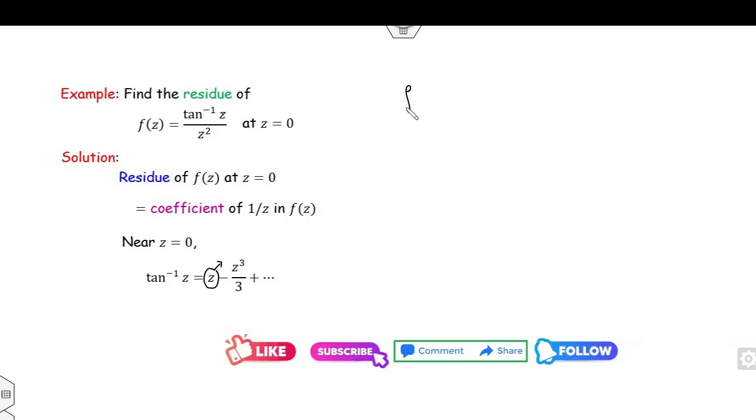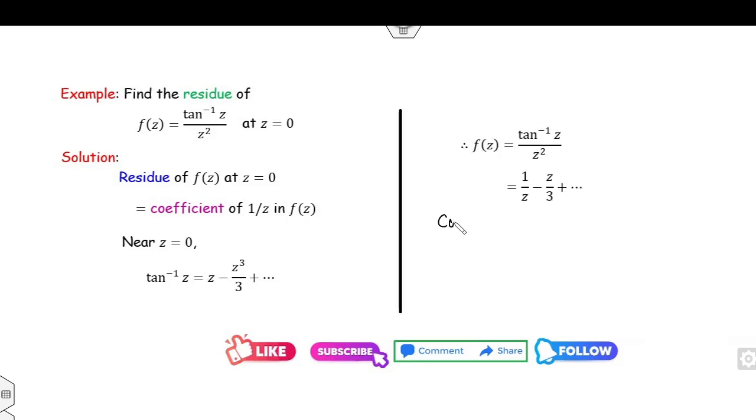So I can find the value of f of z. So I can divide it by z square. This value is minus z over 3 and so on. Fine. So can you find the coefficient of 1 over z? Coefficient of the 1 over z is my 1. So therefore residue is my 1 is the right answer.